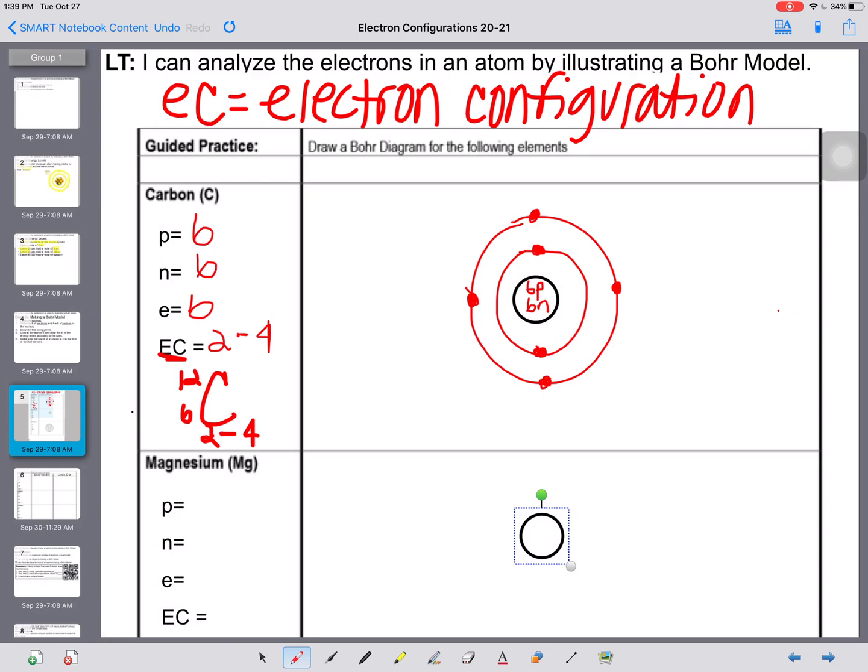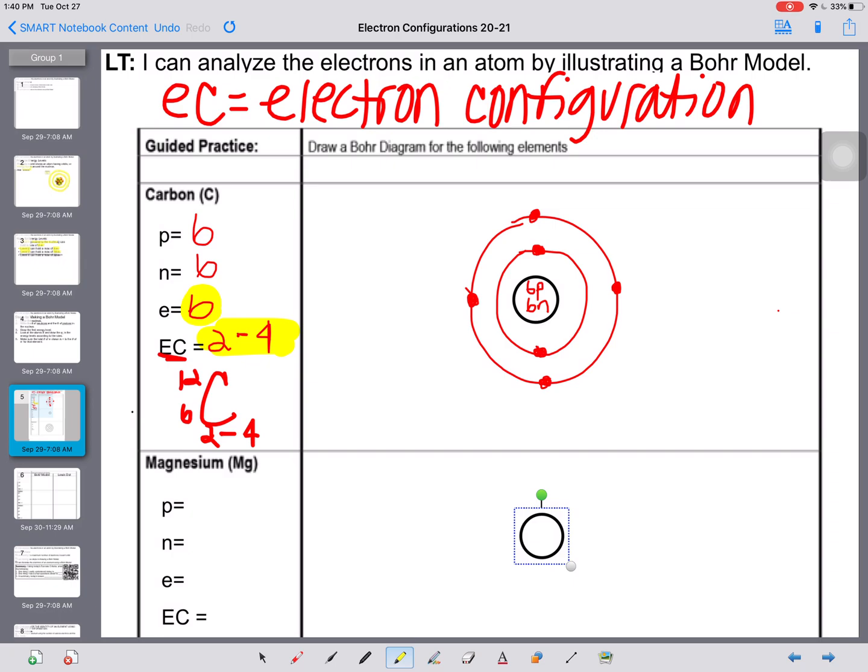Now, when we learned about electron configuration, we saw that the electron configuration tells us how many shells we have and how many electrons are located in each shell. So the easiest way to draw a Bohr model is to always use the electron configuration. It tells us that there are 2 electrons in the first shell and then 4 located in the second. And then again, always count up that you have a total of 6 electrons. 1, 2, 3, 4, 5, 6. And we have our 6 electrons accounted for.